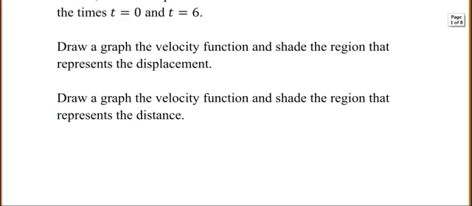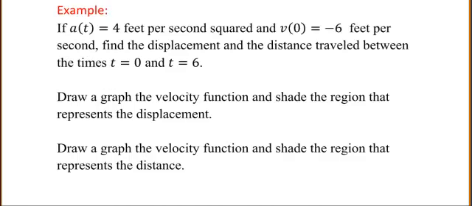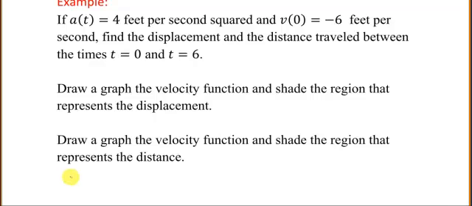Okay, so let's see. It says then draw the graph of the velocity function and shade the region that represents the displacement. Draw a graph of the velocity, I guess it should be the speed function here. Well, I guess the velocity function, and sketch a region that represents distance traveled. So let's see. a of t is equal to 4.